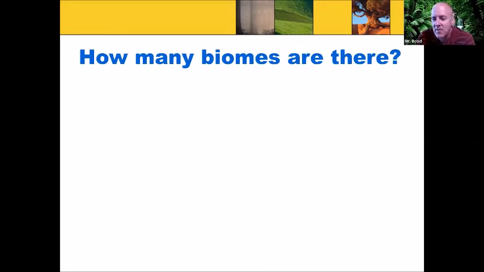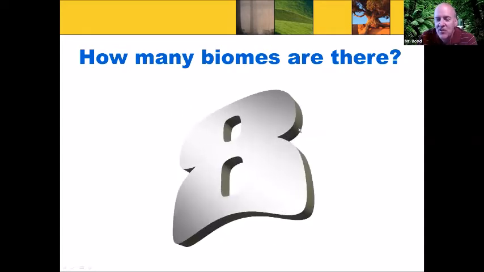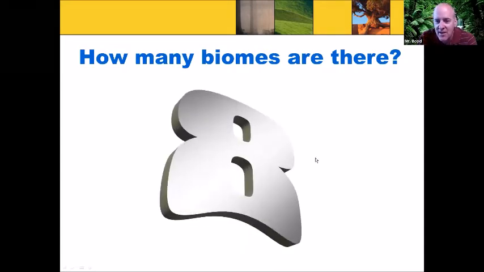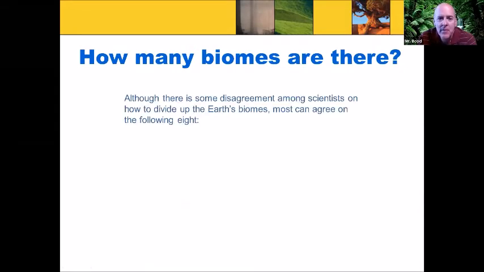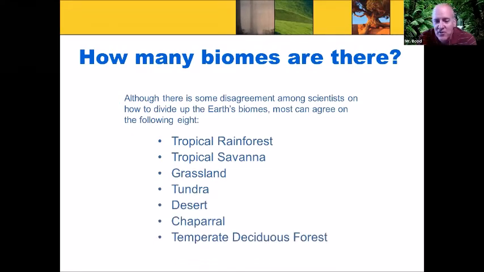How many biomes are there? It depends on how you split them. You can have more general or more specific, but they generally decide about 8 terrestrial biomes, 8 biomes on land. There's other biomes in the ocean, which we'll talk about next. There's some disagreement about how to divide the biomes, but most can agree on these: tropical rainforest, tropical savanna, grasslands, tundra, desert, chaparral, and temperate deciduous forest. You can break some of these down.